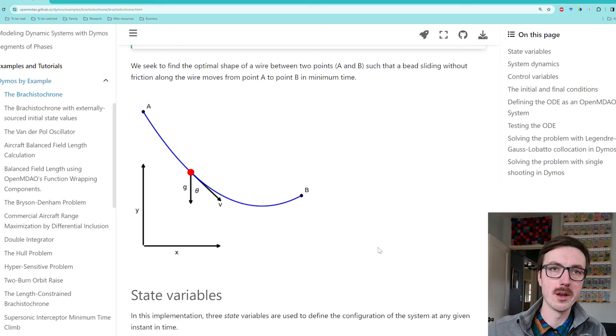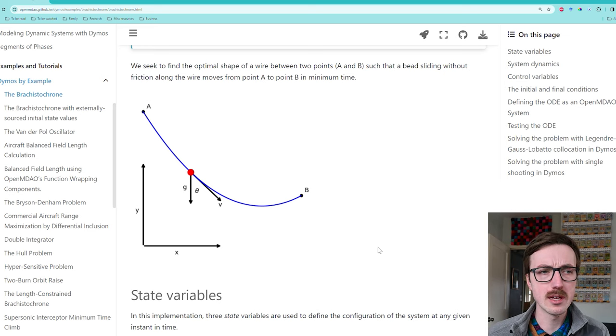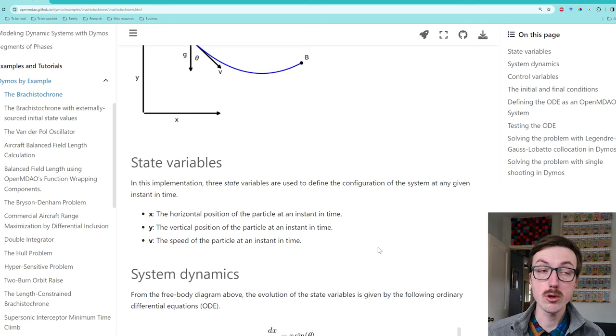Now, this is all well and good. I've only talked about the physical meaning of this system, though. I haven't talked about how we would define it in Dymos. Let's go into a bit more detail about that. We'll start talking about terms like states and controls. So state variables in this case means anything that we're tracking the current value of. State variables here would be X and Y, the horizontal and vertical positions of the point, as well as V, the speed of the particle at an instant in time.